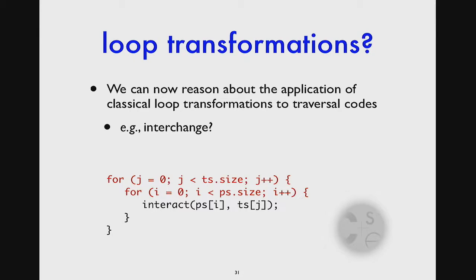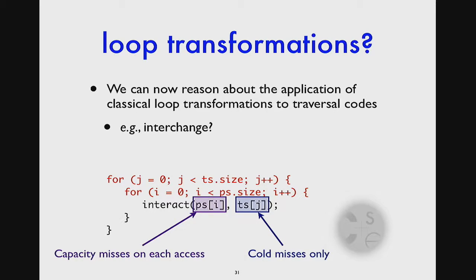Well, one thing we could try to do is interchange the 2 loops. Put the TS loop on the outside and the PS loop on the inside. That actually doesn't help us any. All it does is change where we're getting good locality. Now we're going to get capacity misses on every access to a point. And we're going to get great locality in the T array, but that doesn't help us. We're still getting the same number of capacity misses per iteration.